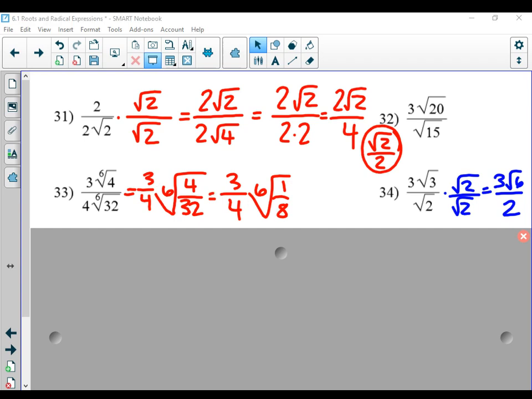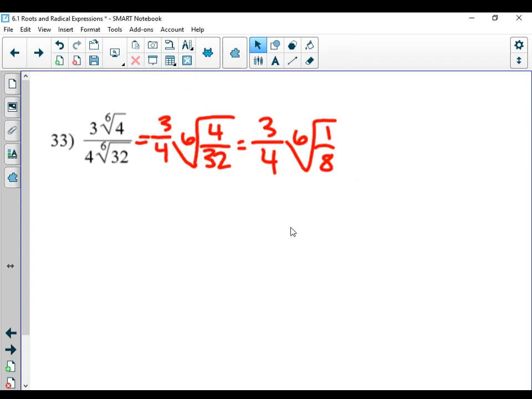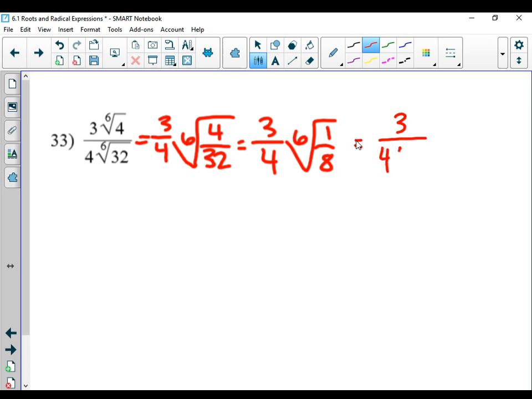Hold on. There we go. I ran out of room. All right, so if I move that back, we know anything, the 6th root of 1, the 12th root of 1, or whatever, is still going to be 1. So right now I'm just left with this. Okay?